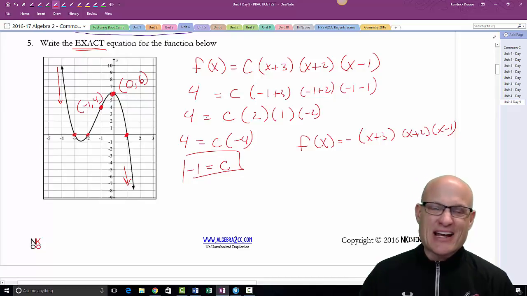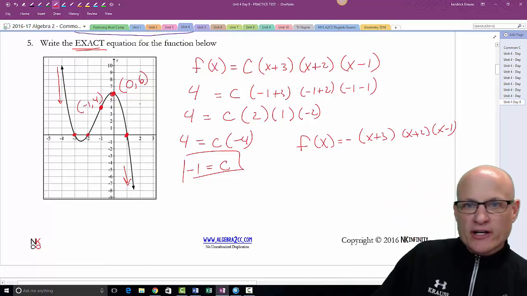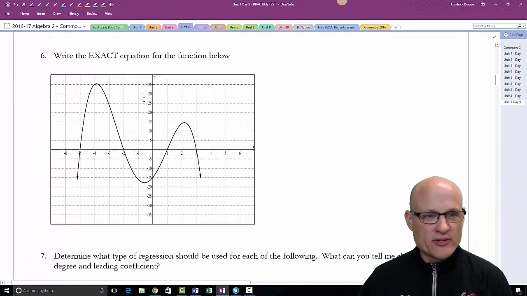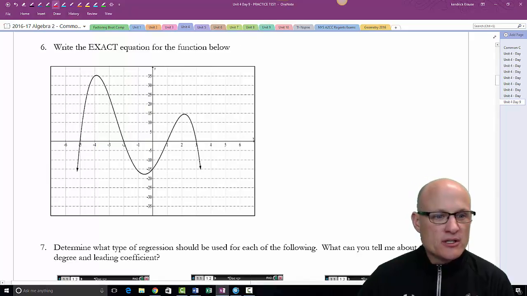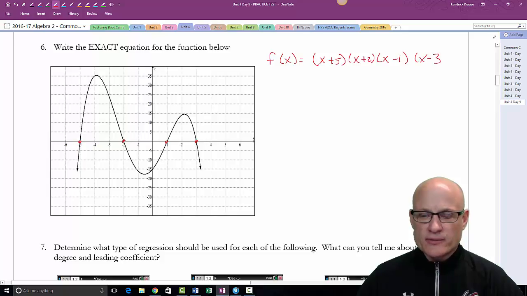So either way, I picked a nice point, plugged in the X, plugged in the Y, and figured out what C is. Sometimes you get like a 2 or a negative 2 or something like that, but it'll be fun. So I'm going to write the exact equation for this one. I've got 4 roots. Here, here, here, and here. So I know my function is going to be f of x equals x plus 5 times x plus 2 times x minus 1 and x minus 3.